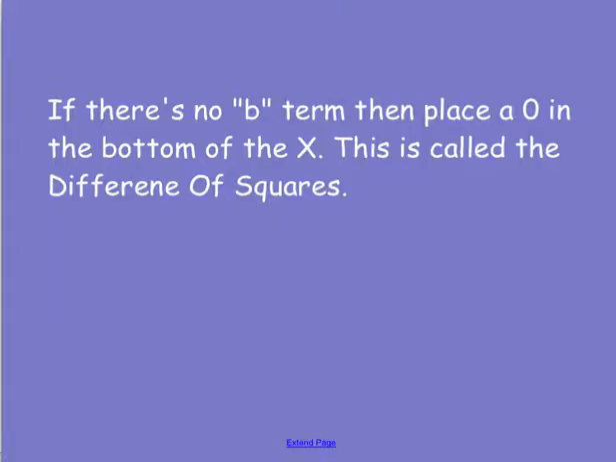So let's take a look at this. If there's no B term, this is what I want you guys to write, just to give yourself an idea. Then you're going to place a 0 in the bottom of the x. So your sum is going to be 0. This is called difference of squares. All that means is we need to find the same number times the opposite of itself that needs to add to the sum.